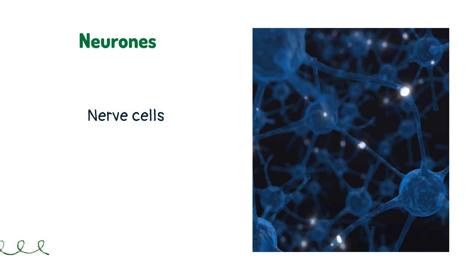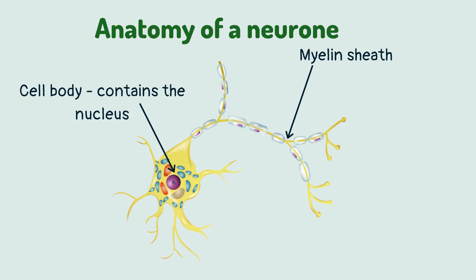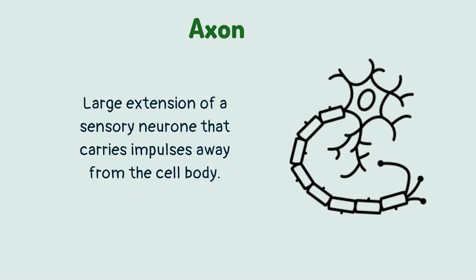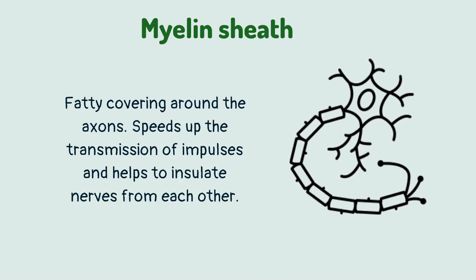Neurons are nerve cells. Neurons are made up of a cell body, an axon terminal and a dendrites terminal. The nerve cell is surrounded by a myelin sheath. The axon is a large extension of a sensory neuron that carries impulses away from the cell body. A dendron is a large extension of a sensory neuron that carries impulses towards the cell body. The myelin sheath is a fatty covering around the axons. It speeds up the transmission of impulses and helps to insulate nerves from each other.